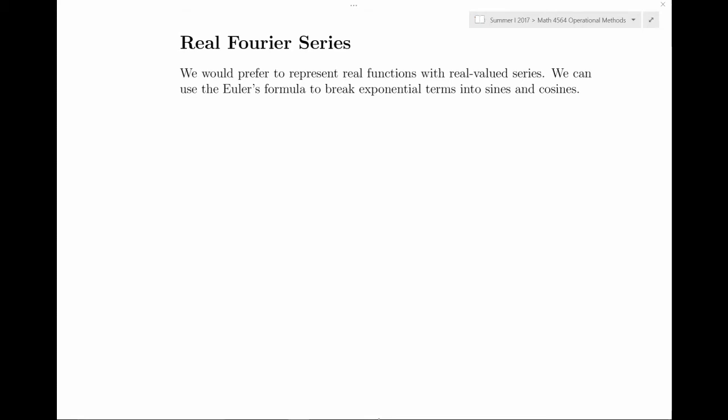Today we're talking about a real Fourier series, as opposed to the complex Fourier series that we talked about in the previous one. The complex Fourier series have one glaring issue: they're complex. But if we want to represent real valued functions, then the complex valued Fourier series seems a little bit like an overkill. We'd like to represent real valued functions with real valued series. And there is a way to do that by representing the exponential terms with sines and cosines instead.